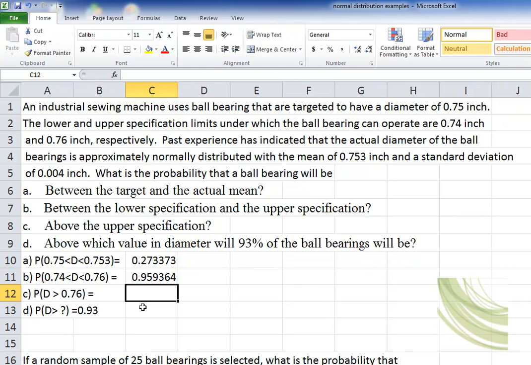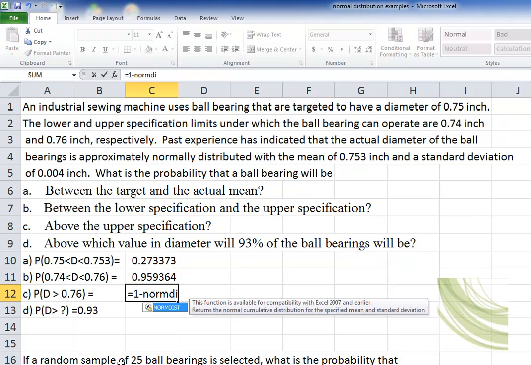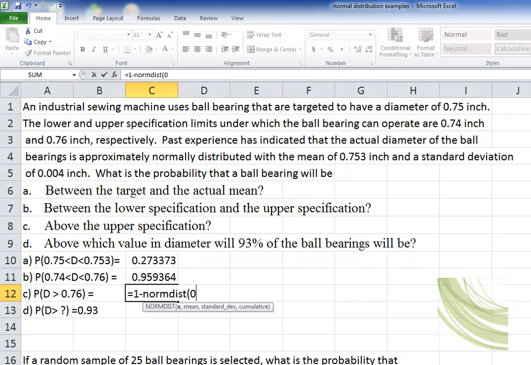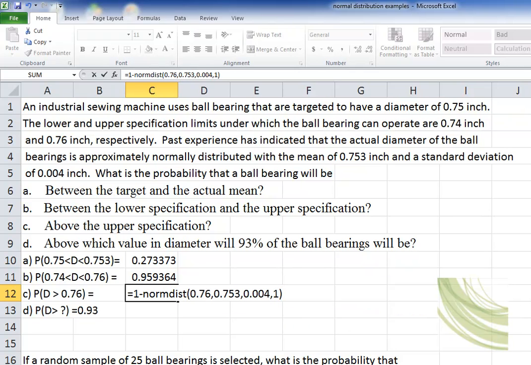So C, probability when diameter above the upper specification. So we formulate the probability diameter greater than 0.76. So we use the formula equal 1 minus NORM.DIST. Then you put 0.76, then mean 0.753, then standard deviation 0.004, then 1. Okay, so yes.